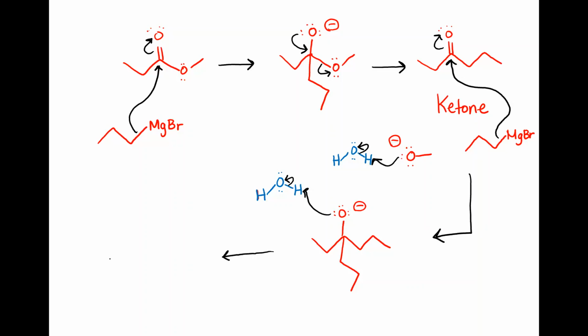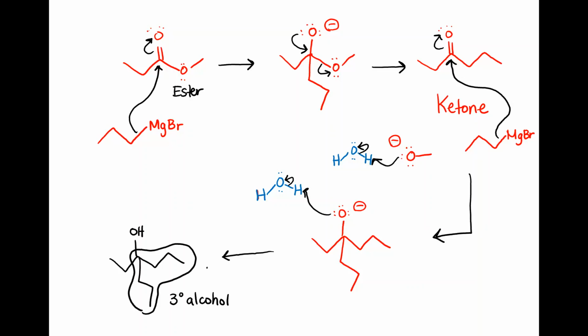So notice that when you start with an ester, you end with a tertiary alcohol. And not only that, but 2 identical R groups will be introduced. So we had 2 propyl groups introduced. Right, and also you would get some methanol and some hydroxide as a byproduct of this last proton transfer step.